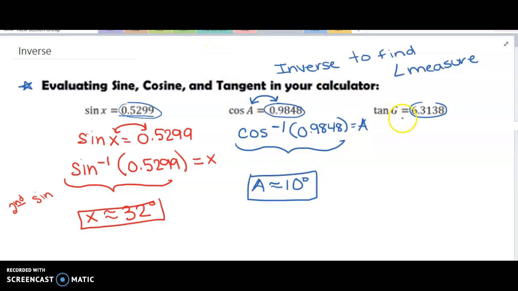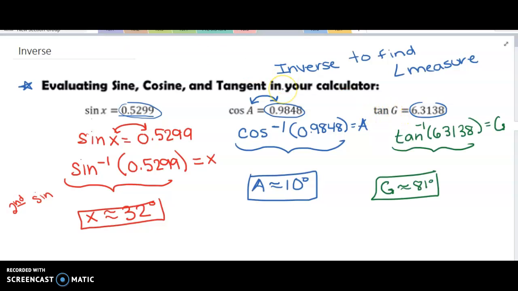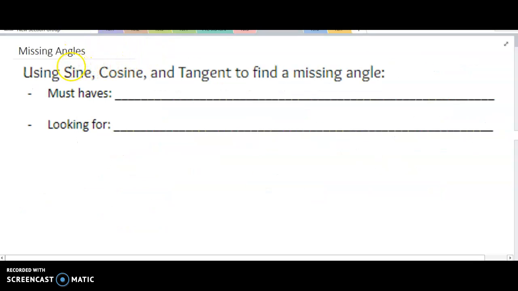Go ahead and do tangent on your own, and then we'll go over it. When you do this, you'll put tangent to the -1, in other words, second tangent of 6.3138, and you should get roughly 81 degrees. So we're using sine, cosine, and tangent inverse here. Go ahead and make that change using the inverse of sine, inverse of cosine, and inverse of tangent.